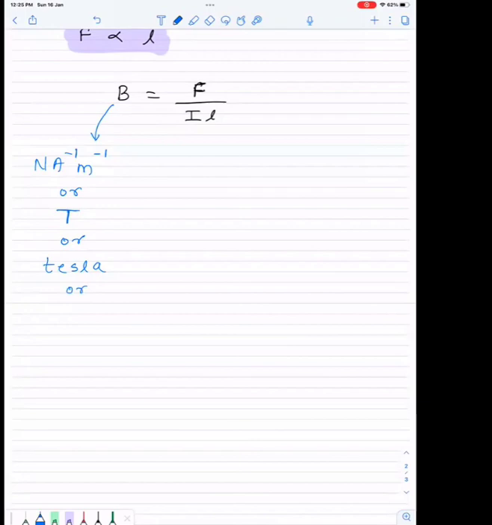Or there is also another unit, which is called Weber per meter squared. So it's called Weber per meter squared, written as WEBER, Weber per meter squared. Or if you find this difficult, you have another option: you can write Wb, named after the scientist Weber, per meter squared.